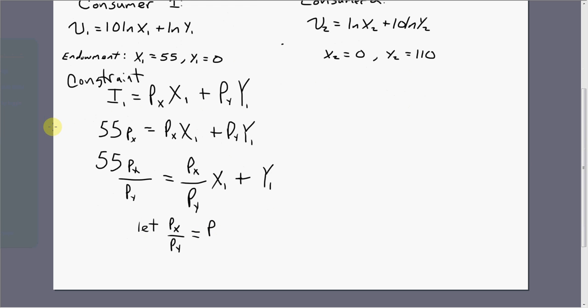So if we do that, then let me go onto a clean screen. If we do that, we're going to get 55P equals P times good X plus good Y. This is consumer 1's budget constraint. Let's do the same thing for consumer 2. Consumer 2's budget constraint. So this is consumer 2, and this is consumer 2's budget constraint, or just constraint for short.